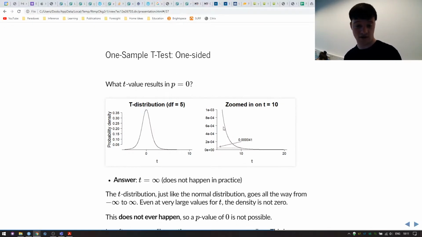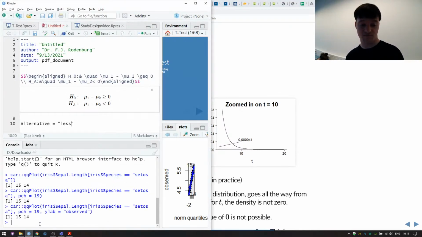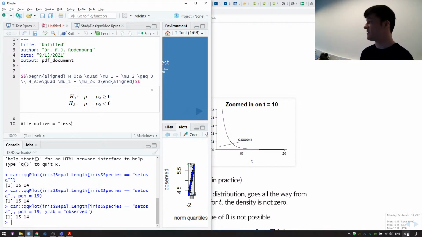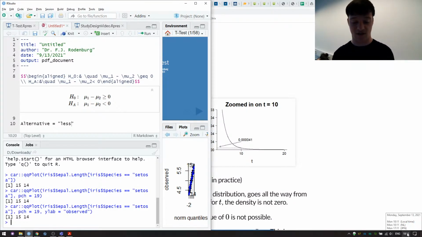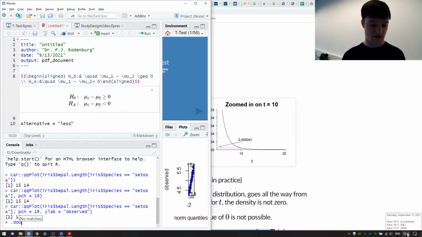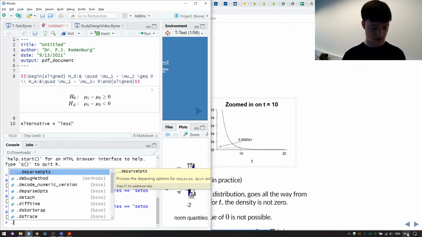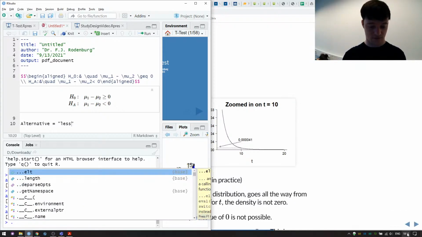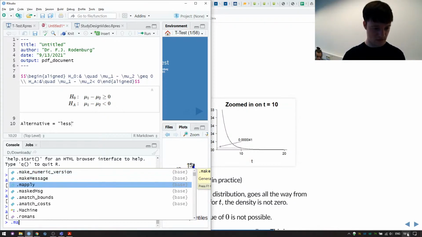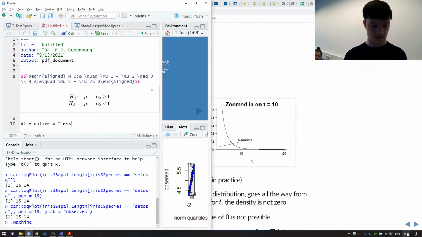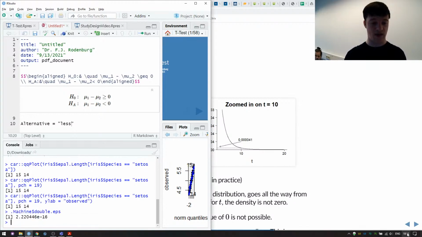So I'll quickly show that. R is just a computer program. It does not calculate with infinite precision. So you can do dot machine double epsilon. This is the precision with which continuous numbers are calculated. So it's 2.2 times 10 to the power of minus 16.